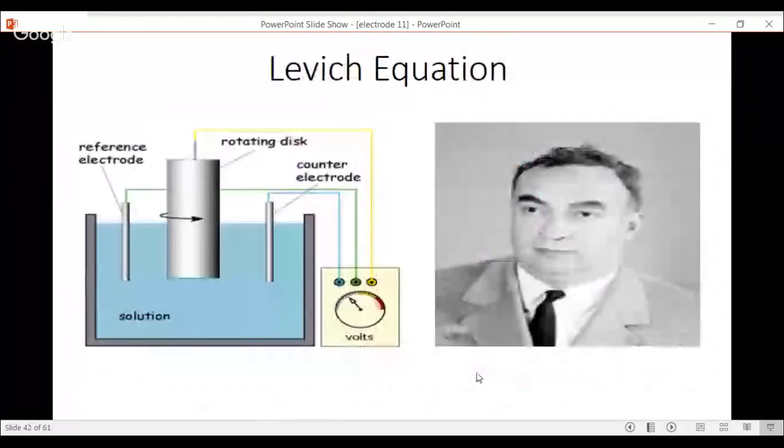So this is the picture of the Levich measurement. This is the reference electrode. This is the working electrode, the rotating disk electrode. This is the counter electrode. So the three electrodes are put into a potentiostat.